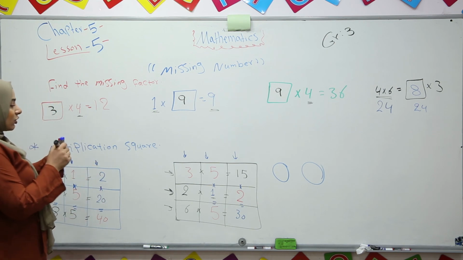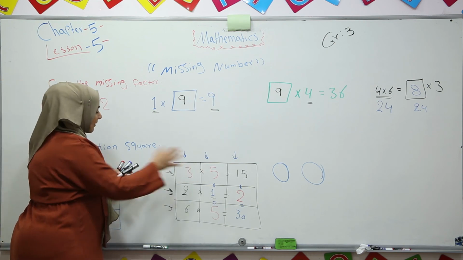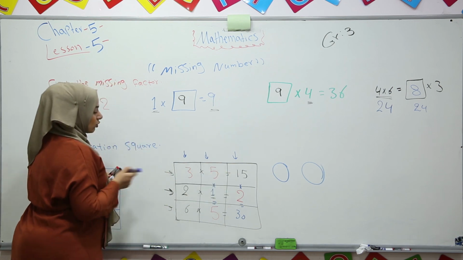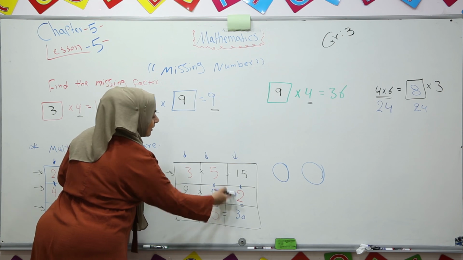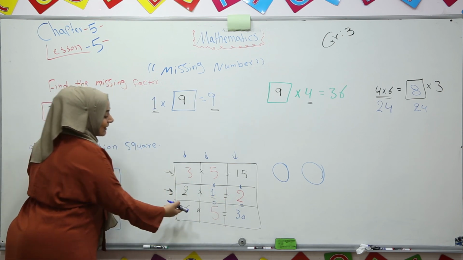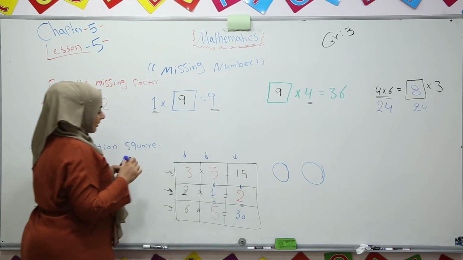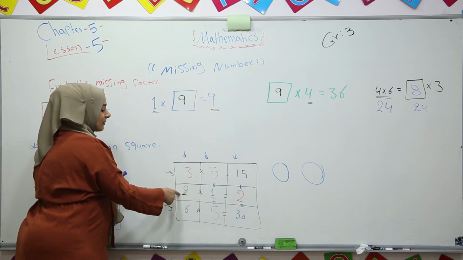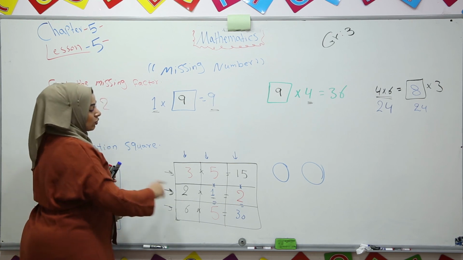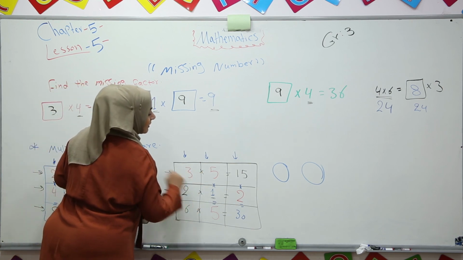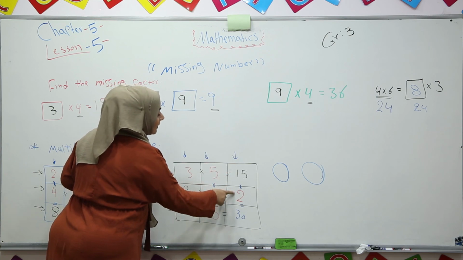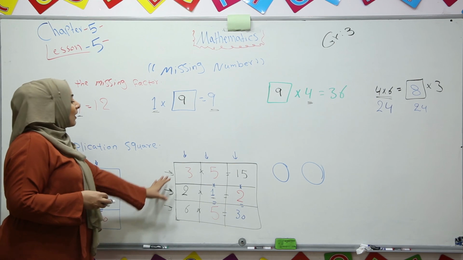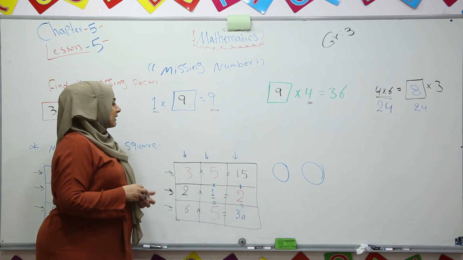Now let's see, is it true? Let's go by the rows, okay? 3 times 5, 15. Yes, it is true. 2 times by 1 equals 2. Yes, it is true. 6 times by 5 equals 30. Yes. So now let's solve it by columns. 3 times by 2, 6. Yes, it is true. 5 times by 1 is 5. Yes, it is true. 15 times by 2, it is 30. Yes, it is also true. So we found the missing number for this square.